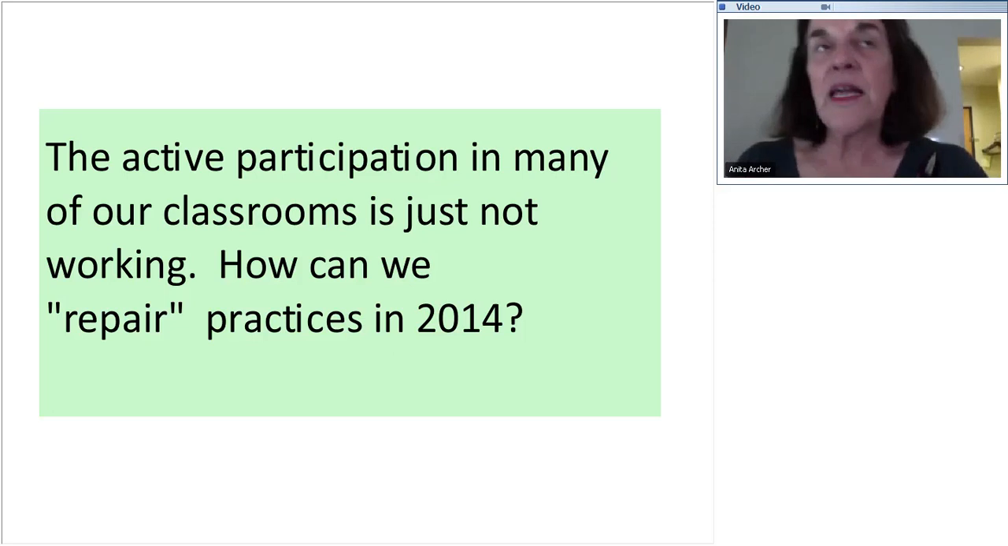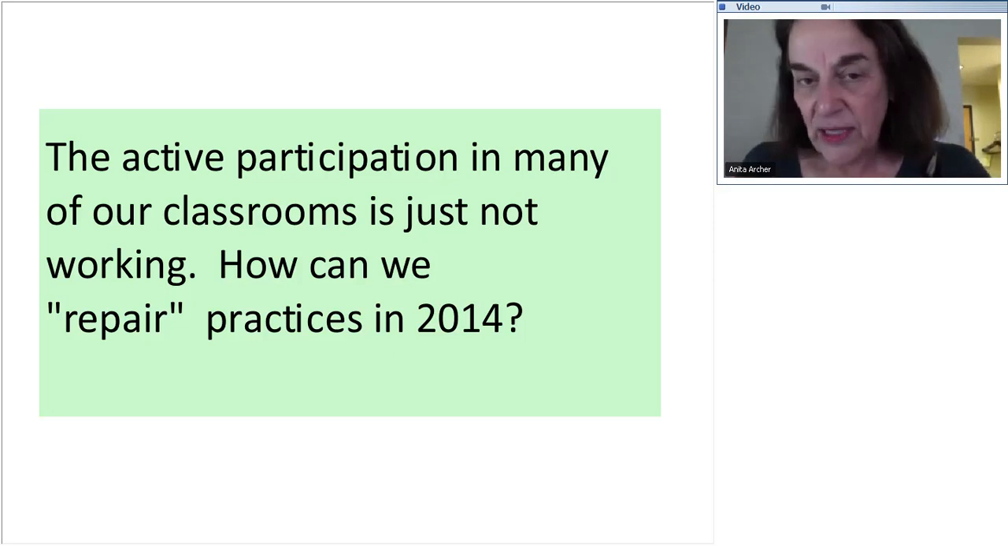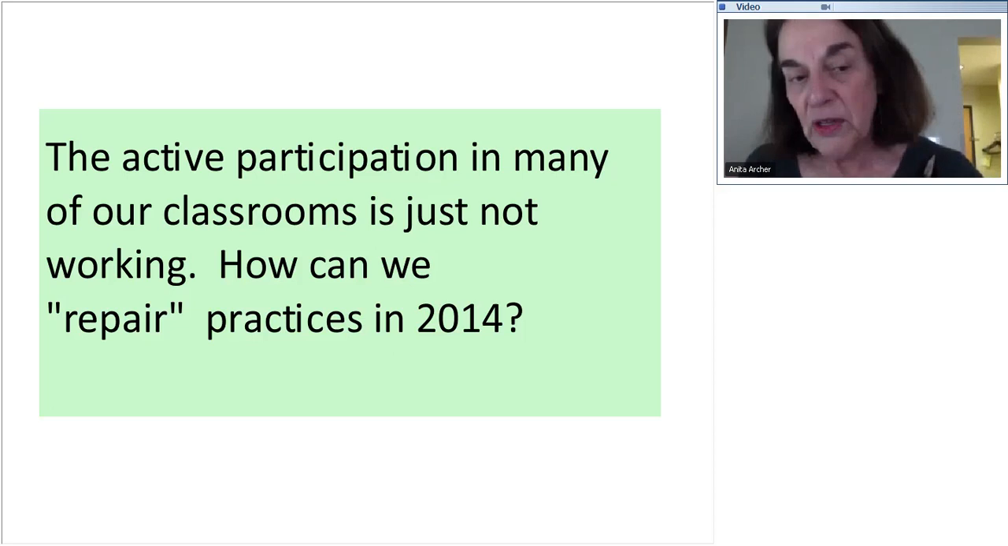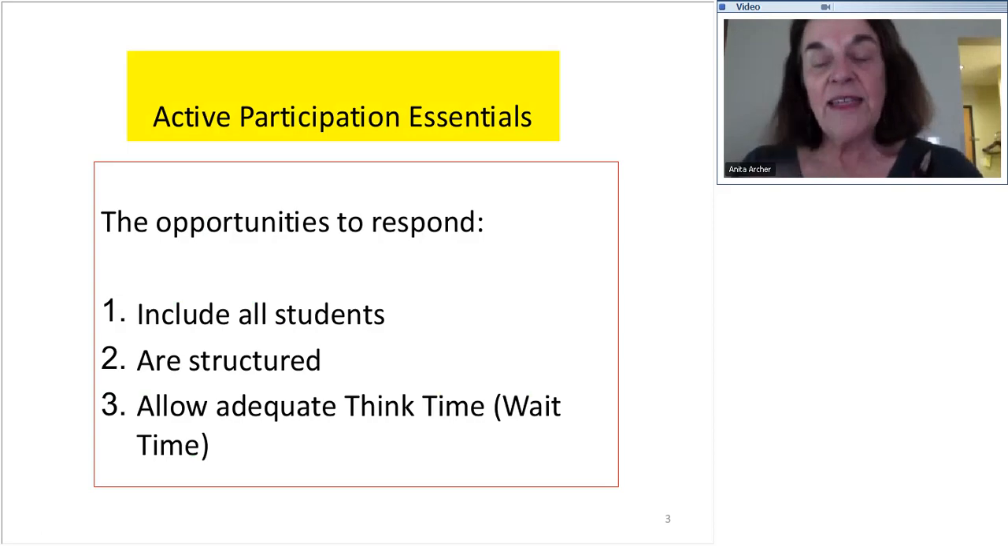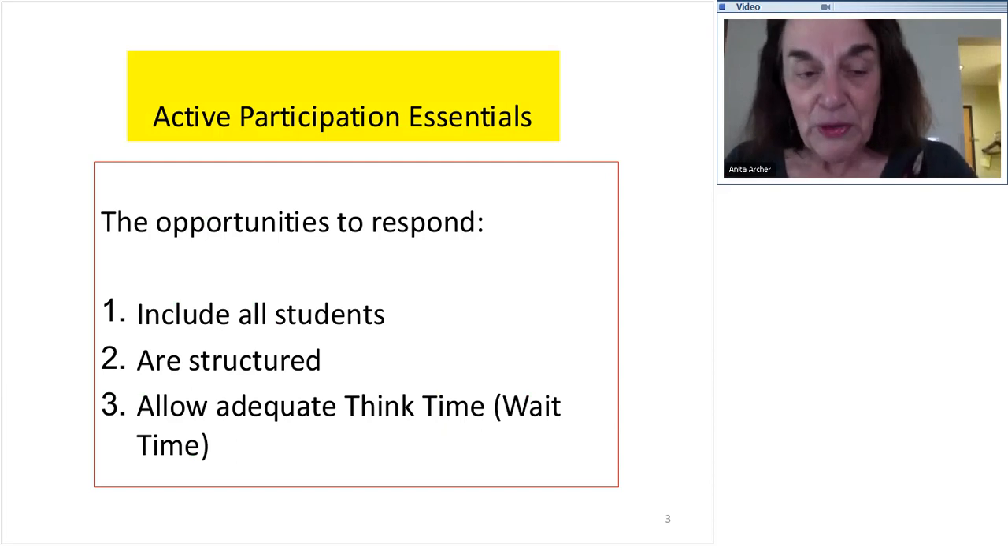Well, you know, sometimes we have gotten into so many details on active participation that we have forgotten the essentials, and the essentials is what will make it repaired, which will make it more viable in 2014. So let's just do a quick review of those. So basically, there's three essentials, beyond the fact we need to get lots of responses. That's sort of assumed here by all of you who are trainers for explicit instruction.